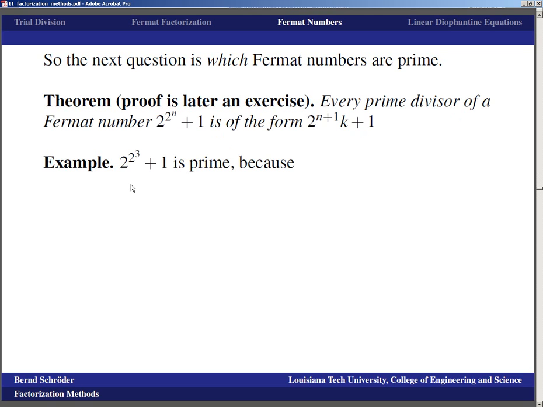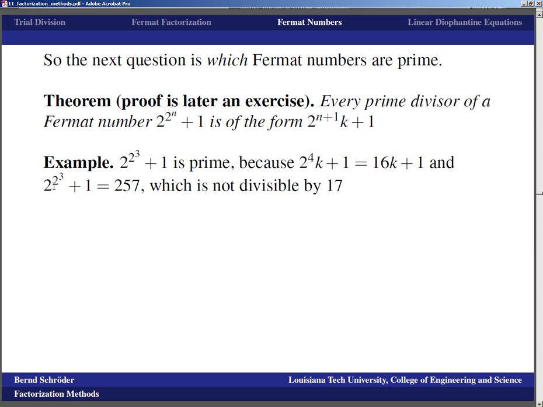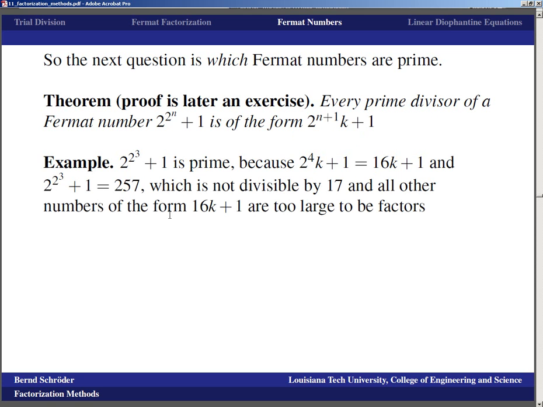Okay, well, if we know that, then 2 to the 2 to the 3 plus 1 is prime, because the only divisors would be 2 to the 4 times k plus 1, which would be 16k plus 1, and 2 to the 2 to the 3, that's 2 to the 8th, which is 256, plus 1 is 257. That is not divisible by 17, which would be 16 times 1 plus 1. And all other numbers of the form 16k plus 1 are too large to be factors. In fact, 17 squared is 289, so that would be too large to be a factor already.